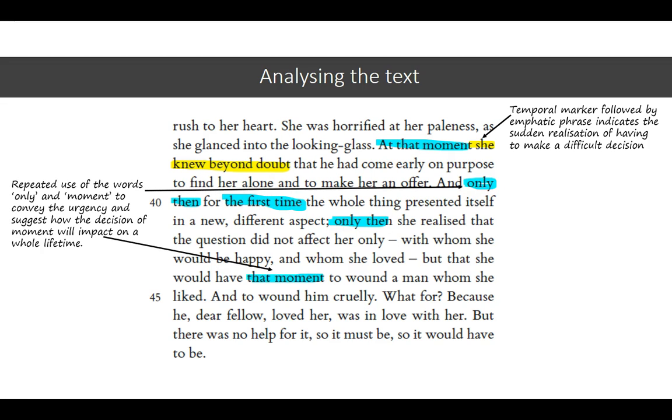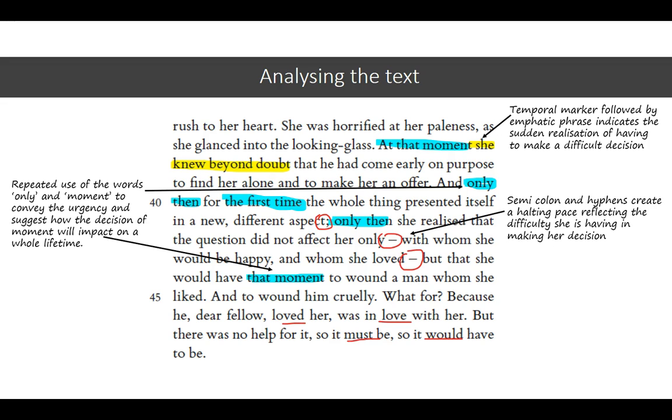We then go on a little bit and we see the repeated use of words that express this idea of the sudden realisation, the sudden dawning of reality on her. The words 'moment', 'only', 'first time'. So this decision that she's got to make fairly quickly is going to impact on the lives of her and other people for an entire lifetime.